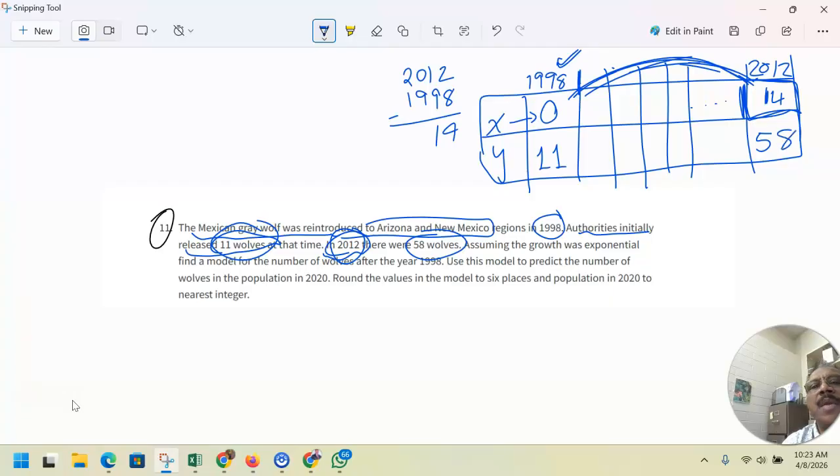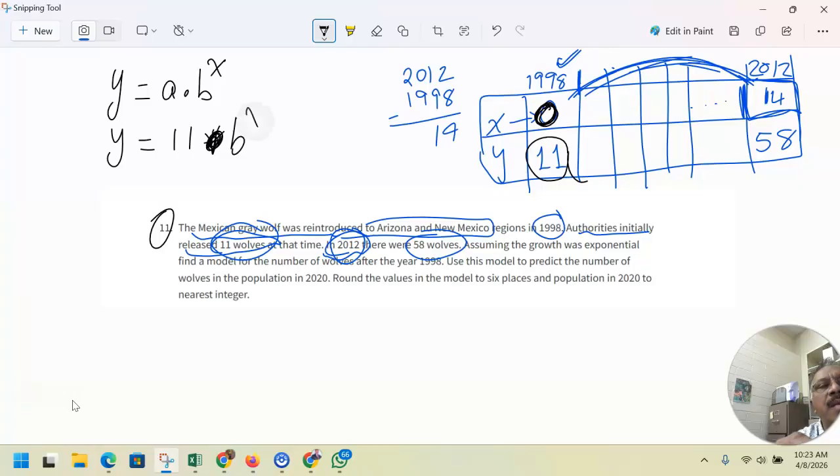Okay. So that means we have to create an equation y equals a times b raised to x, right? By just looking at it, you can see when x is 0, this itself is a. So the equation clearly says this is 11. So 11 times b raised to x. This first point, in the beginning there were 11, so this is taken care of.